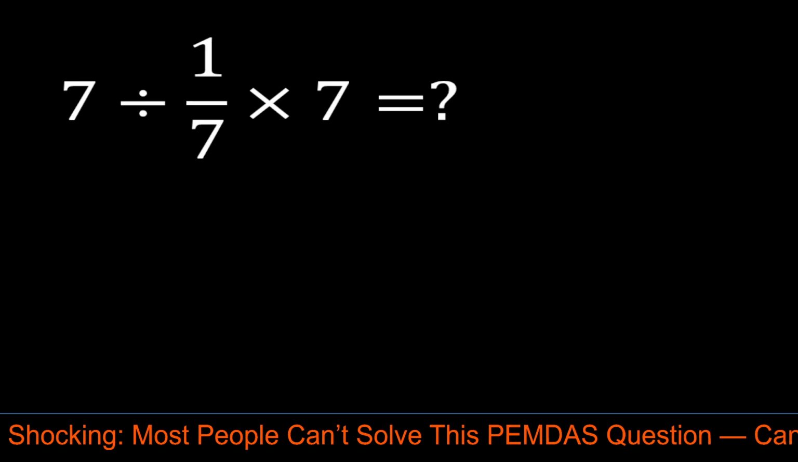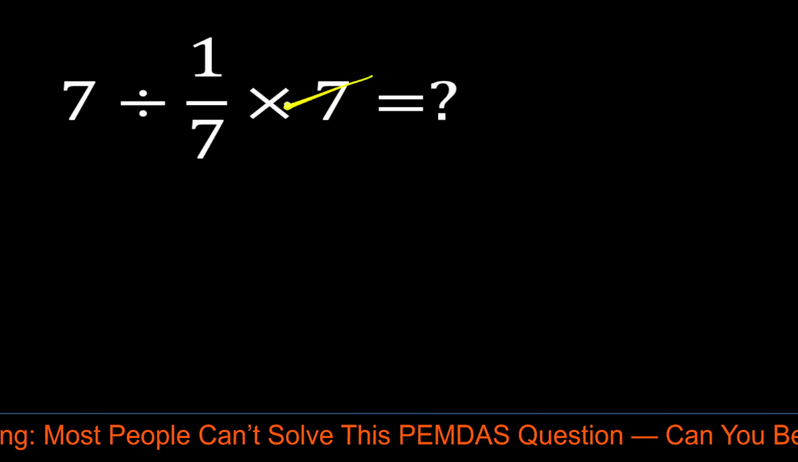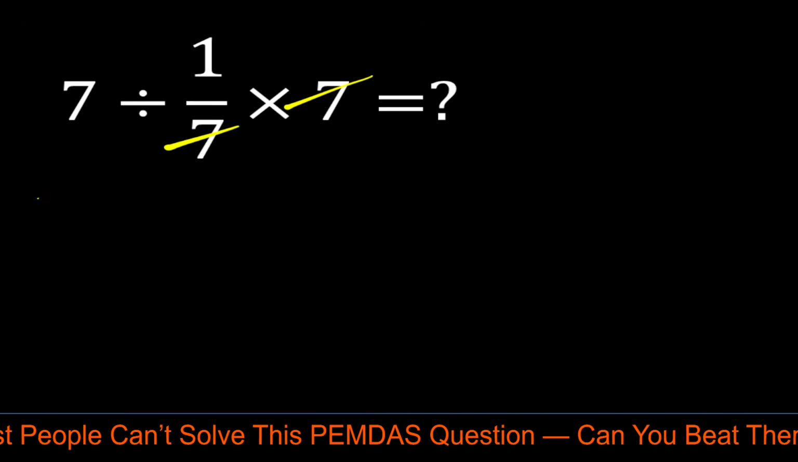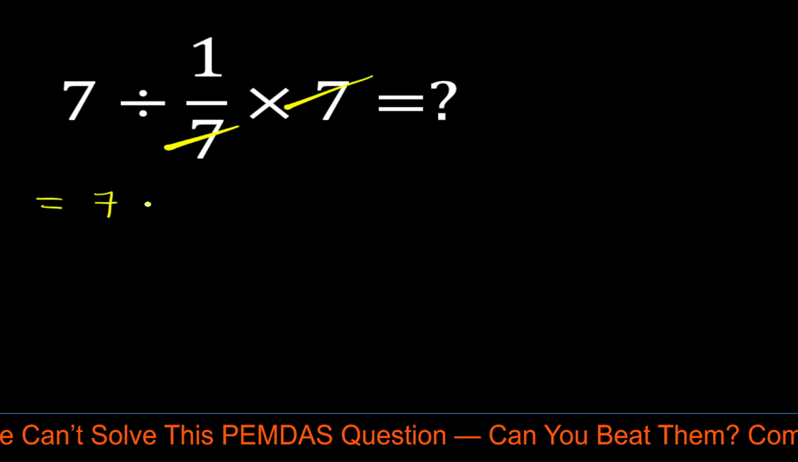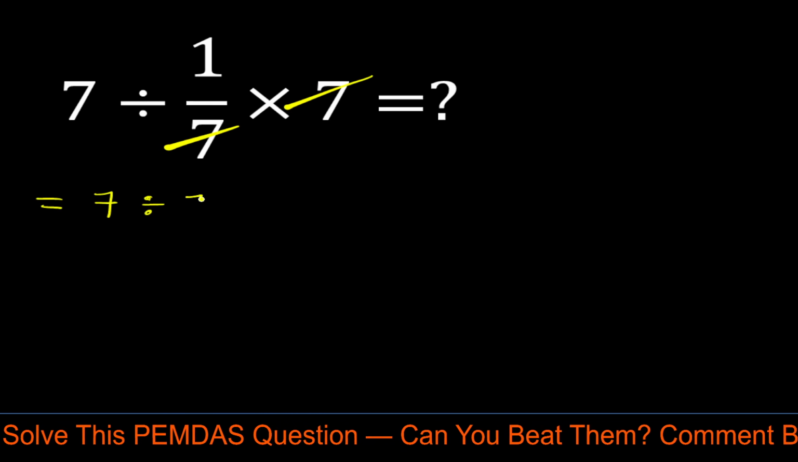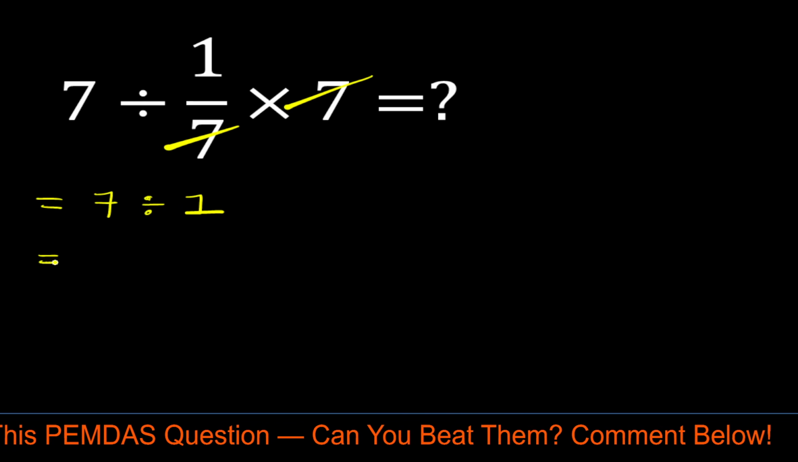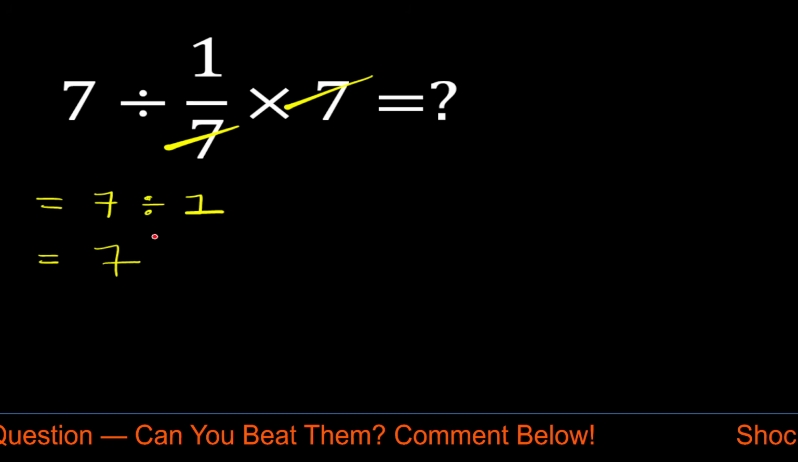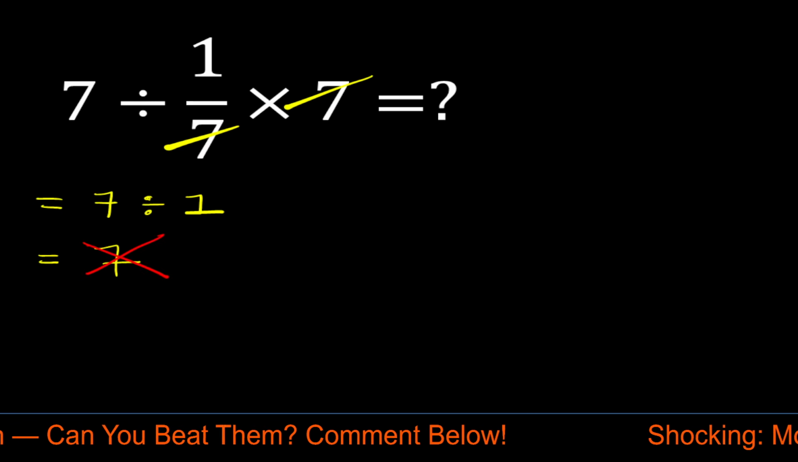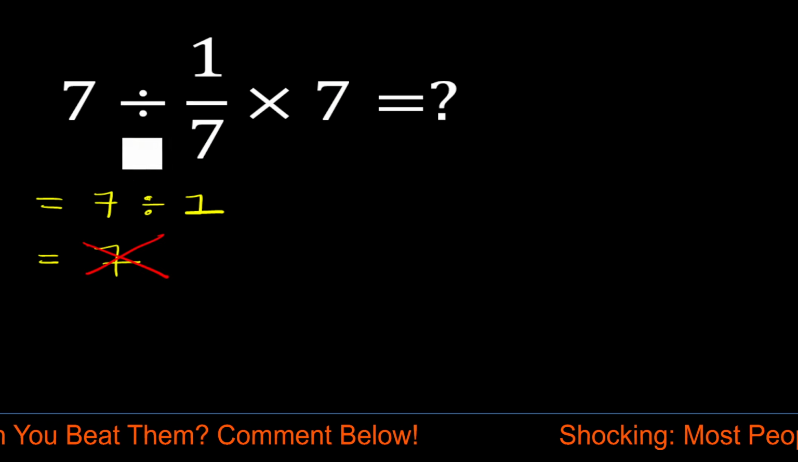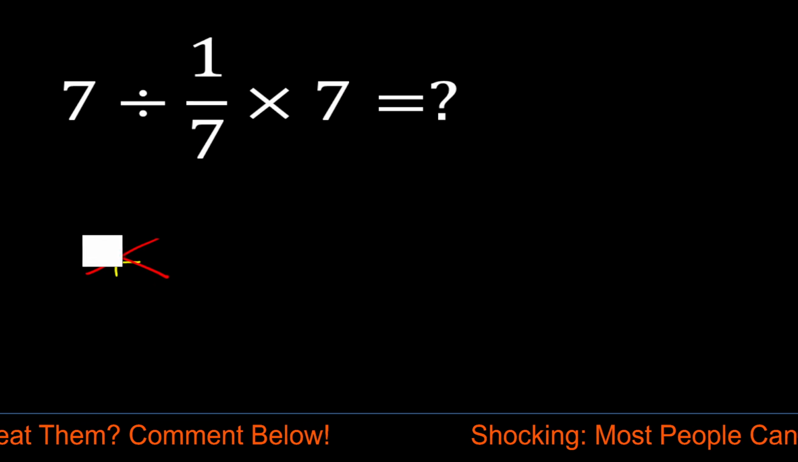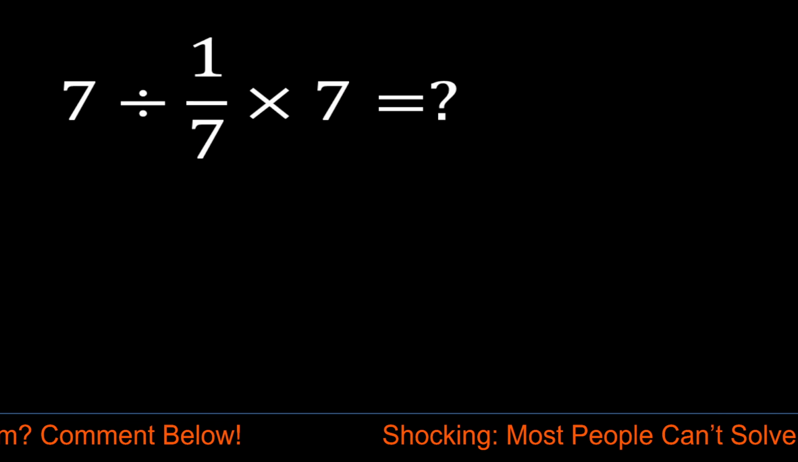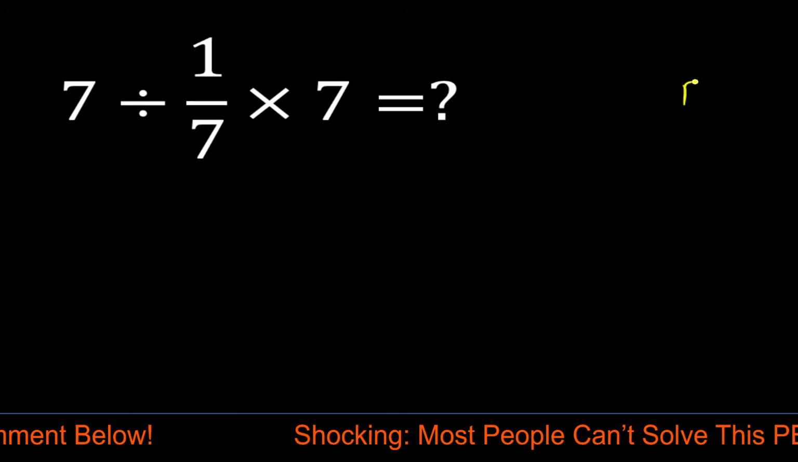So most people solve this question like this: cancel this 7 by 7, which is equal to 7 divided by 1, right? So 7 divided by 1 is also equal to 7. But this answer is not correct. This answer is completely wrong. So now let's solve this problem correctly by using the PEMDAS rule, right?